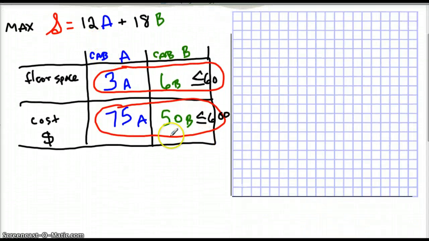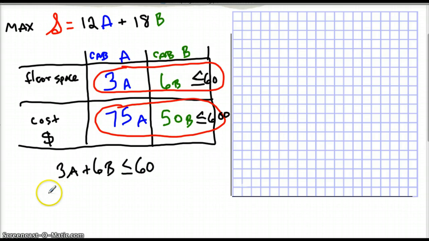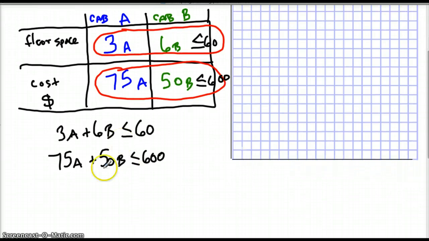We have our master optimize equation up here once we get points, and here we have our constraints. 3A plus 6B is less than or equal to 60, and 75A plus 50B is less than or equal to 600. And of course we can't buy a negative amount of cabinets, so A is going to have to be more than or equal to 0, and B, we're either going to buy 0 or more. We're not going to buy negative cabinets.